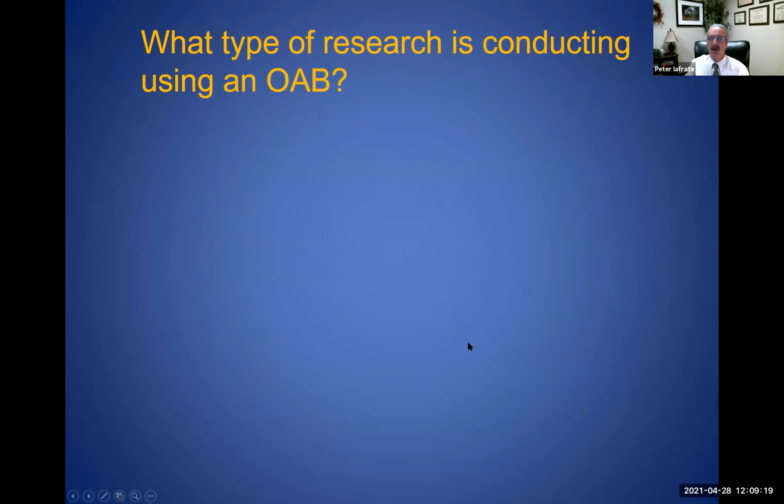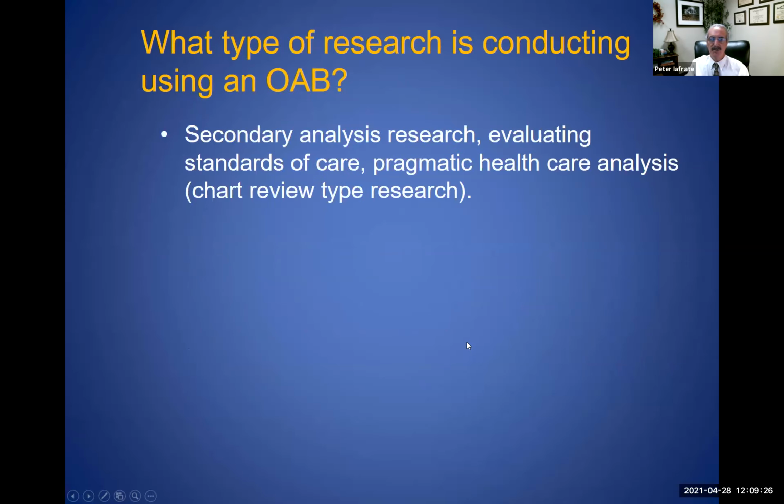So what type of research is conducted using these two databases? Typically, as you might expect, secondary analysis research, evaluating standards of care, pragmatic health care analysis, chart review kind of stuff.